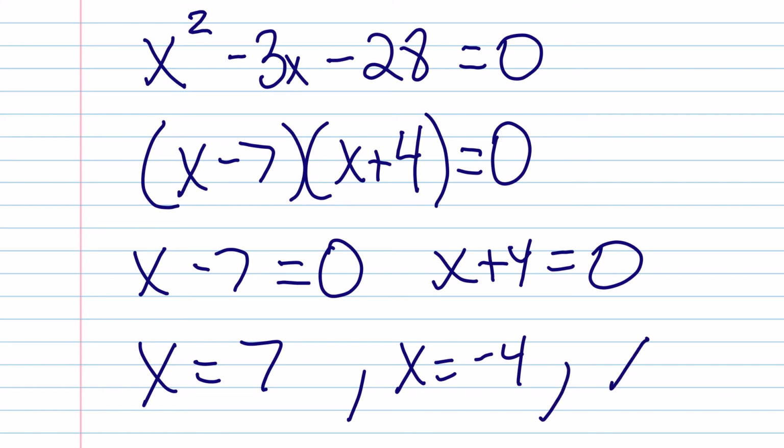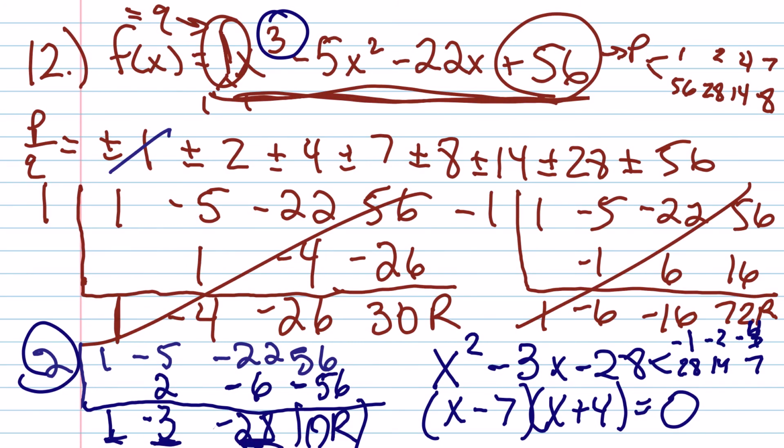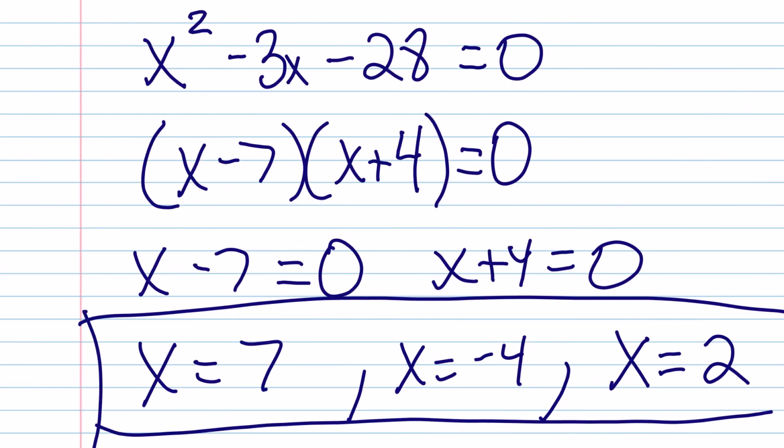There's one more solution. I have x is equal to 2, because if I look back, this whole thing right here tells me my last solution. Okay? So 3 solutions. 3 solutions are zeros.